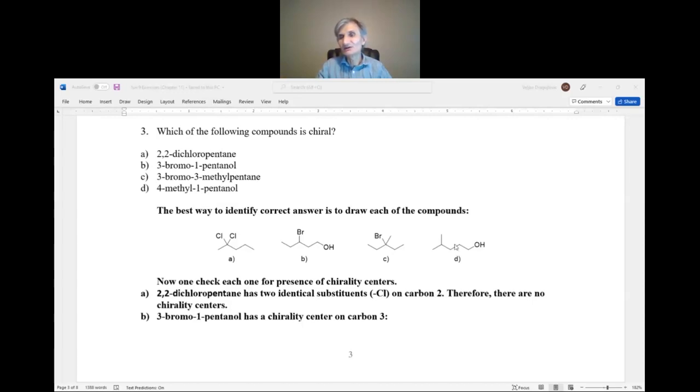Another common mistake could be D, not realizing that 4-methyl, that 4 is on the carbon next to last, and so the last 2 groups are methyls, and they're identical. So this is not a chirality center. Again, trying to visualize it just mentally without drawing it, it could result in identifying this as a chirality center, and obviously it is not. 2 substituents are identical. So the correct answer is B.